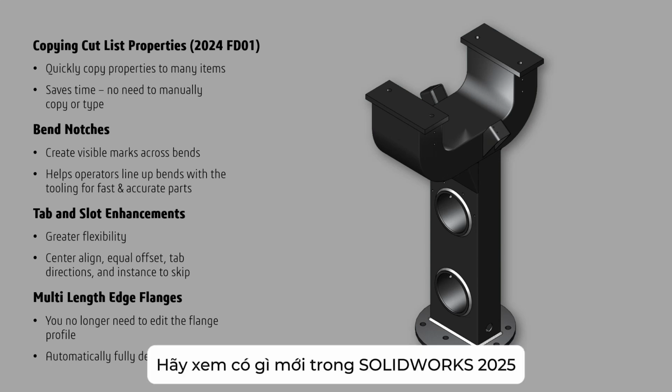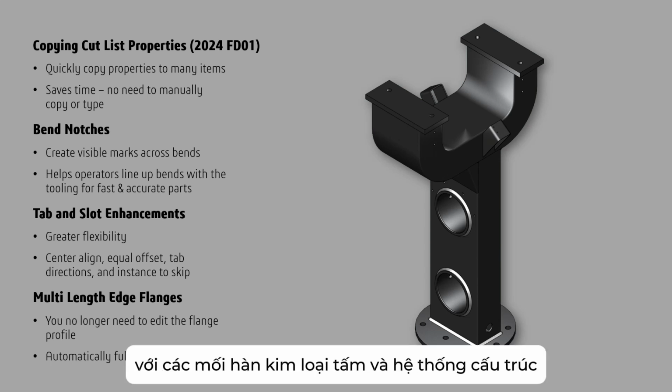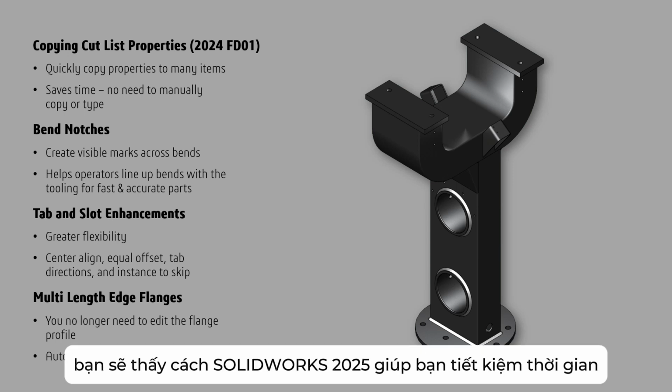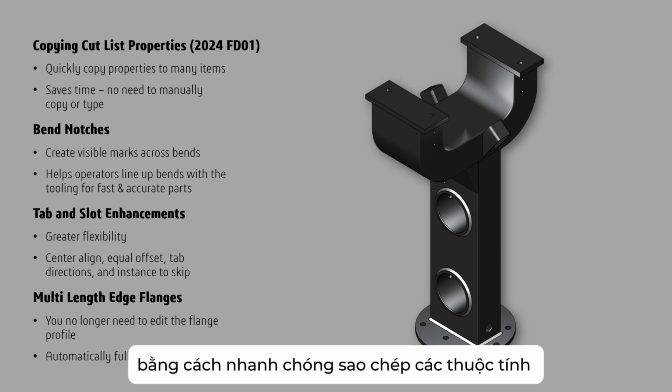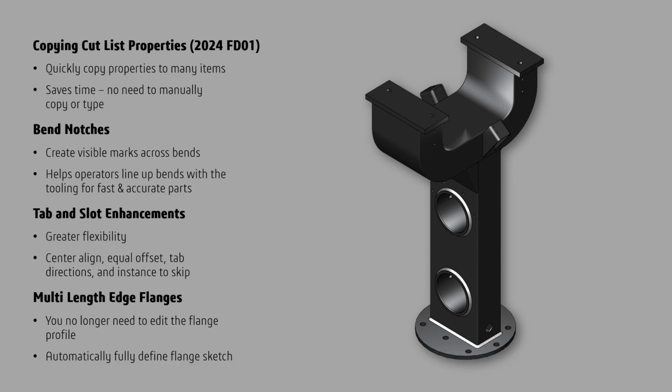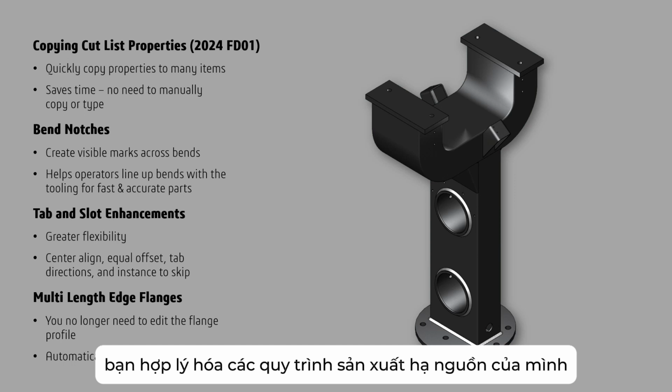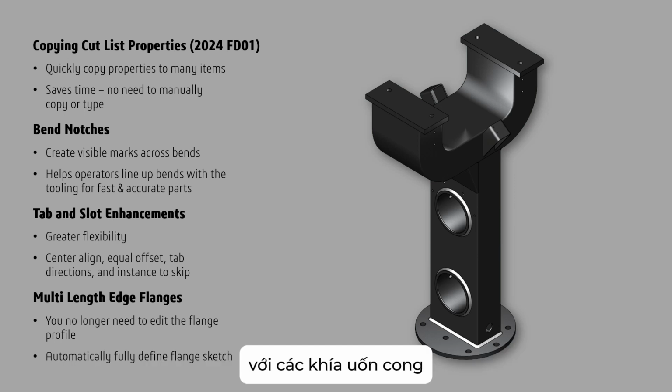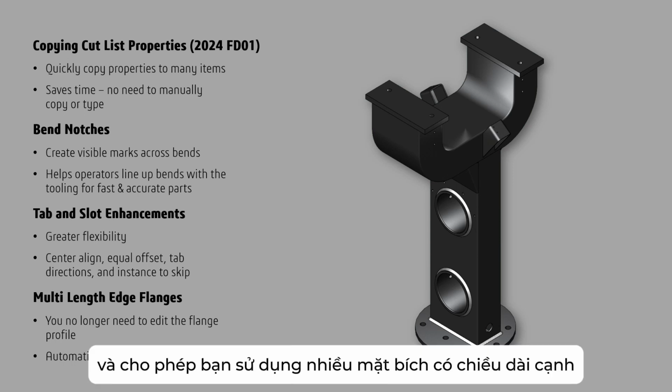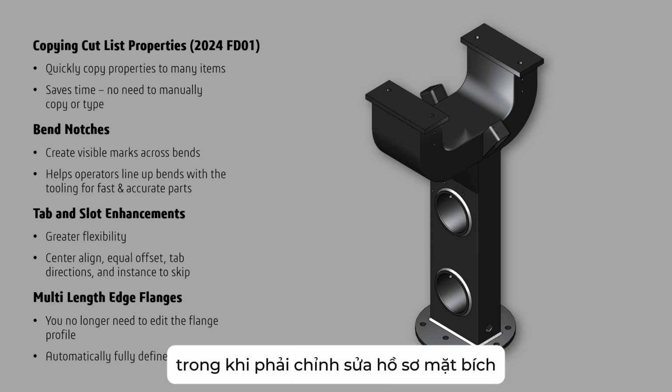Let's take a look at what's new in SOLIDWORKS 2025 with sheet metal, weldments, and structure systems. In this demo, you'll see how SOLIDWORKS 2025 helps you save time by quickly copying cut list properties to many items, helps you streamline your downstream manufacturing processes with bend notches, gives you greater flexibility in your tab and slot workflows, and allows you to use multiple length edge flanges without having to edit the flange profile.